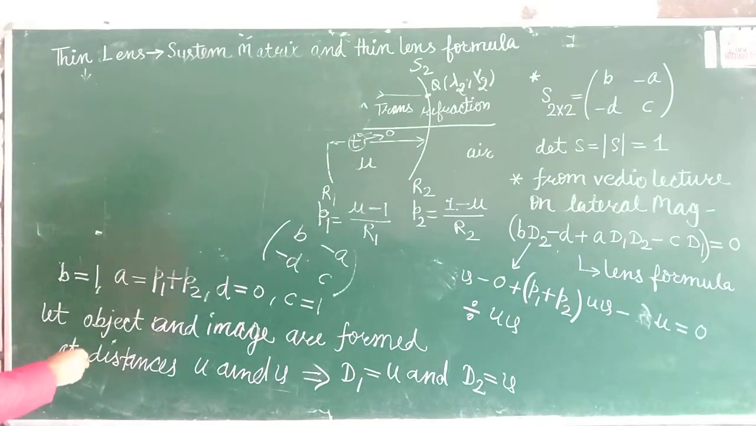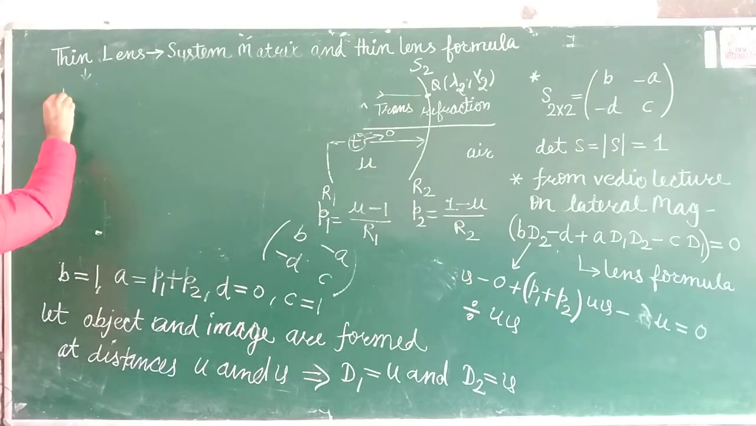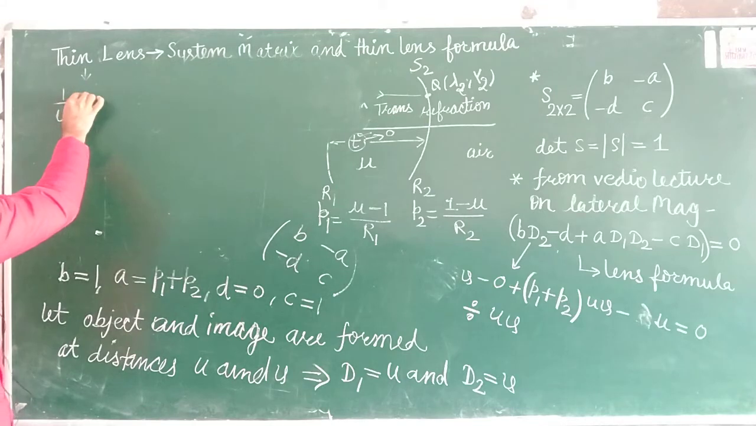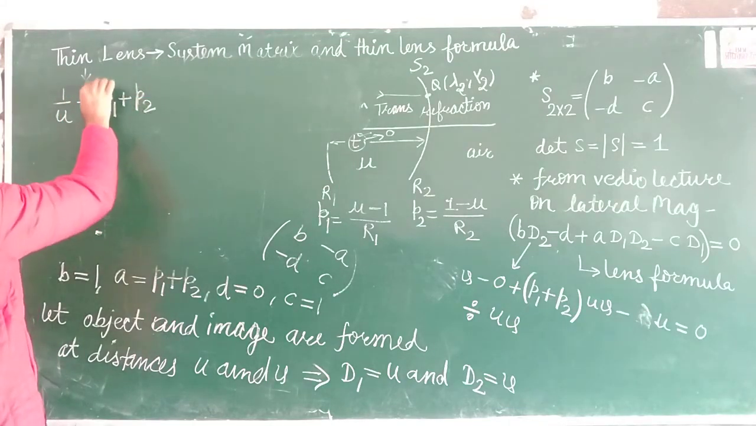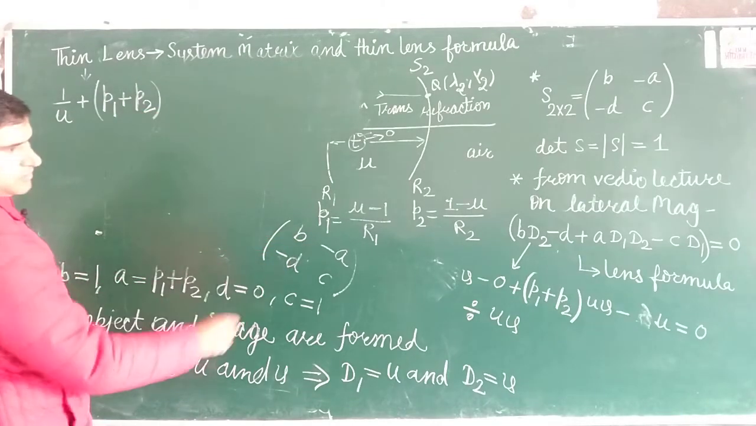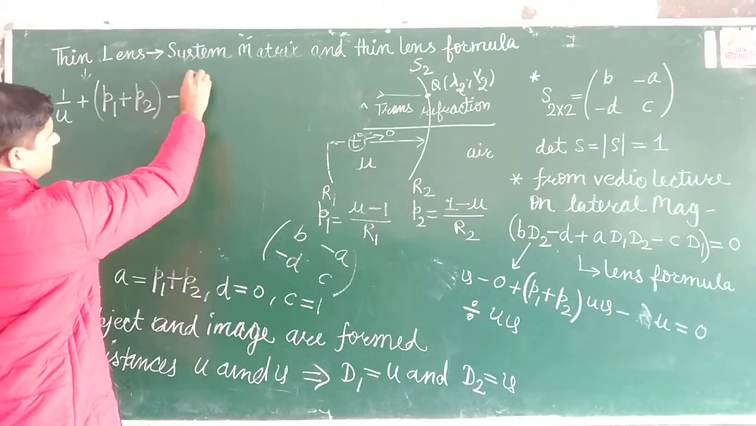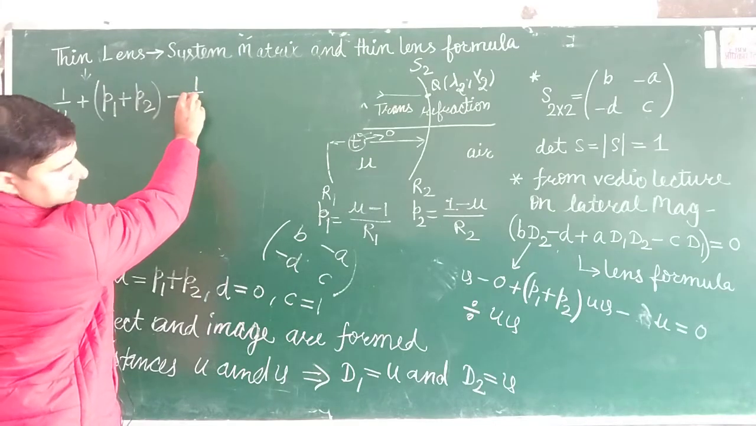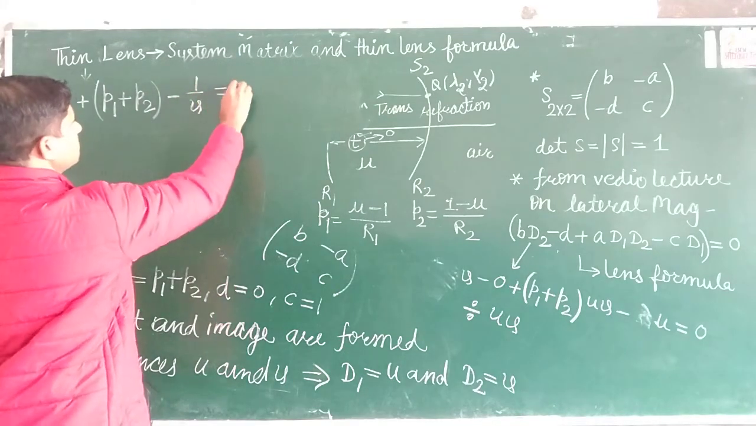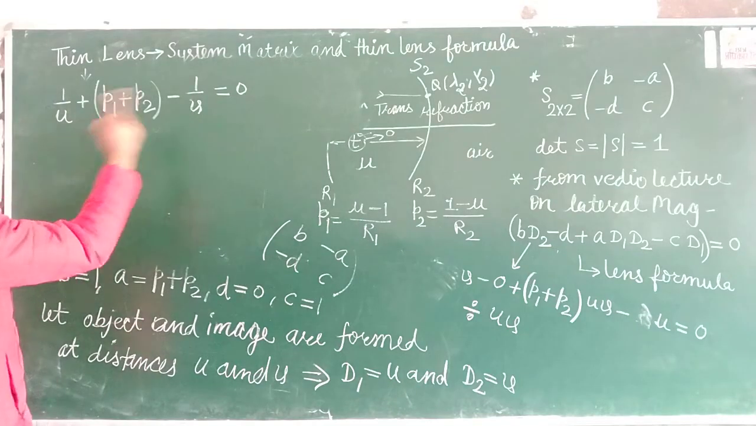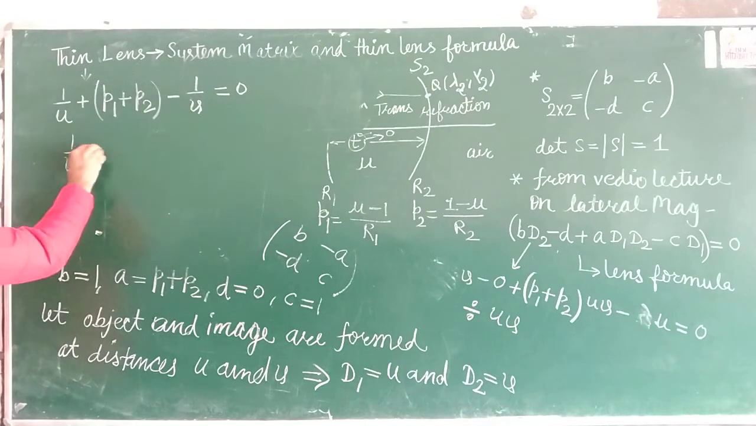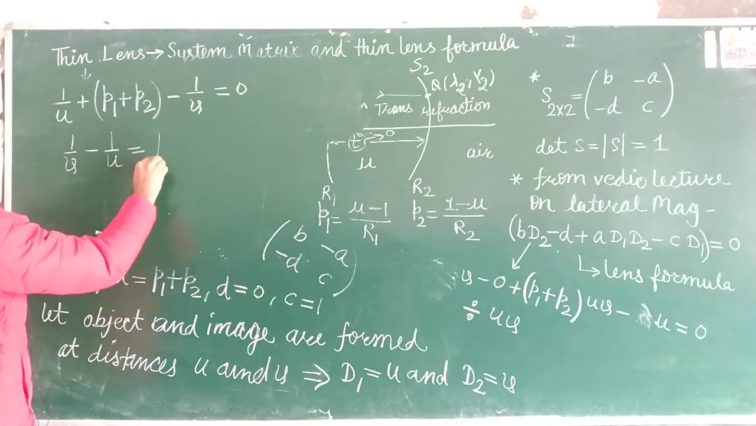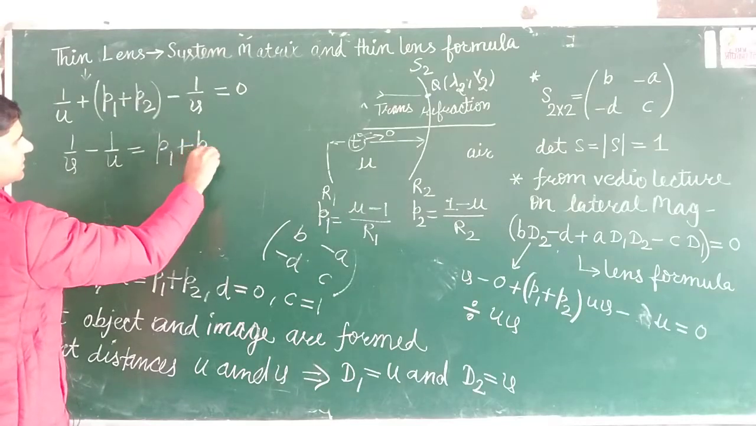So class, we will obtain 1 by u, then you have plus P1 plus P2, this is the value of A, and u and v will cancel out. Then you have minus 1 by v, and this is equal to 0. Take this factor and this factor on the left hand side and rearrange this equation. You will get 1 by v minus 1 by u. This is equal to P1 plus P2.